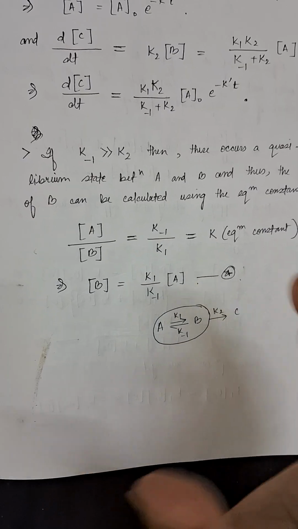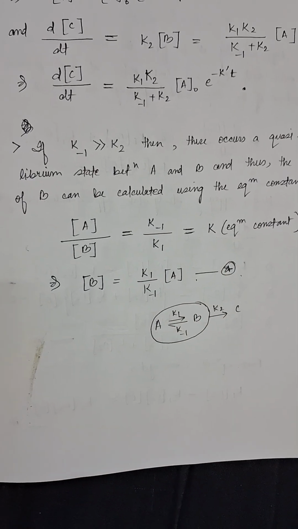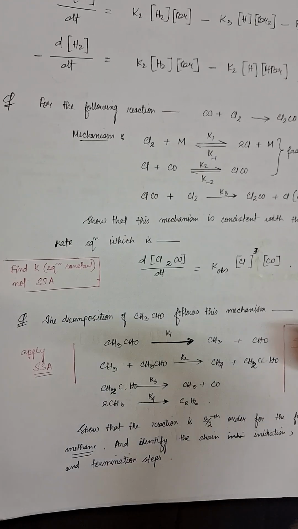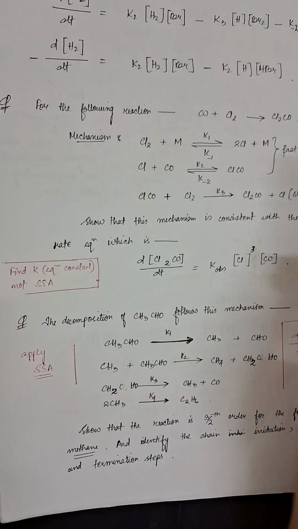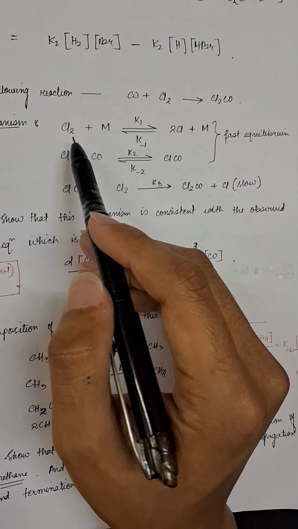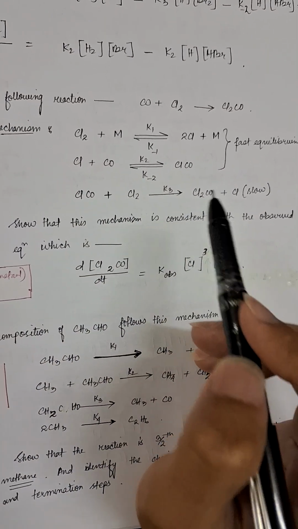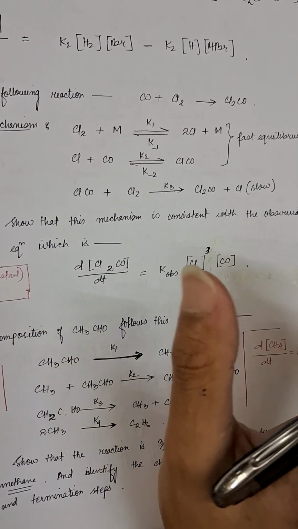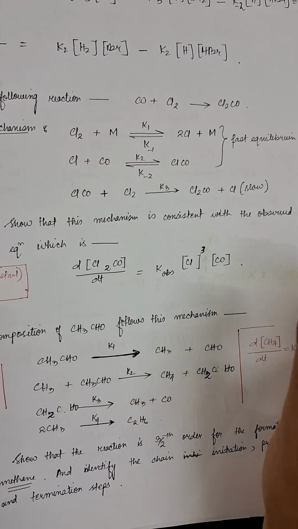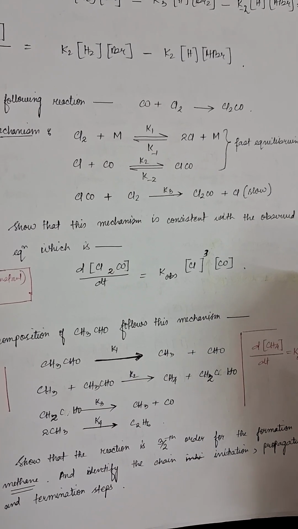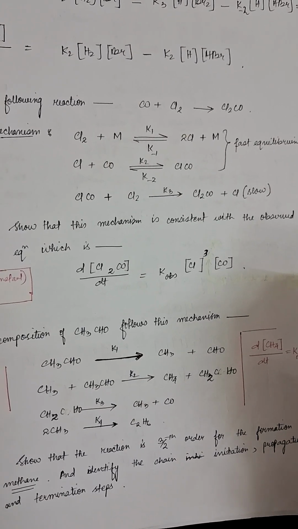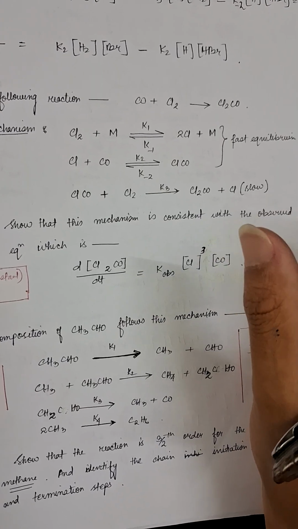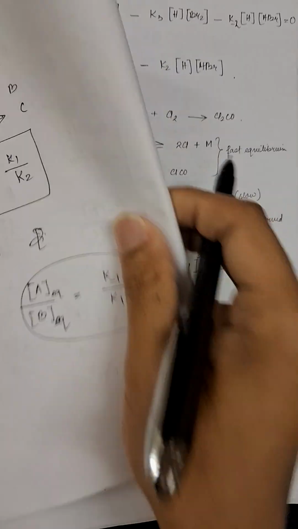Just remember these two conditions. We'll see through the application of this one. So this is the question which you had doubt about, no? See, this is a chain reaction. In a chain reaction, to the intermediates we always apply the steady state approximation, where we equate the time derivative of the intermediate equal to 0, right? That is the steady state approximation.